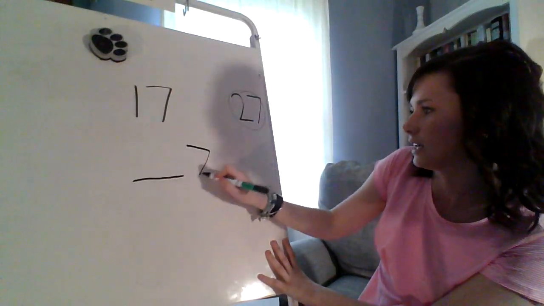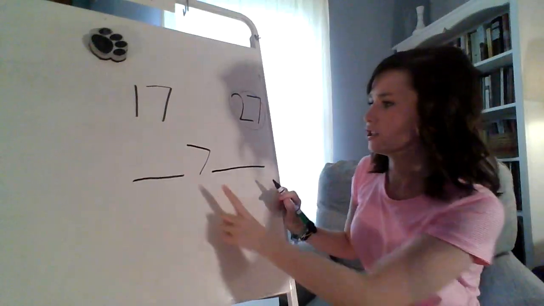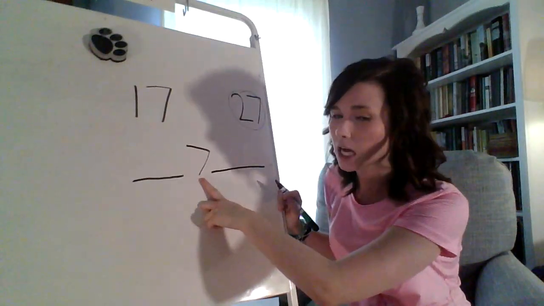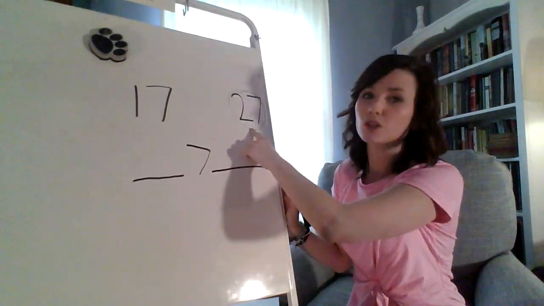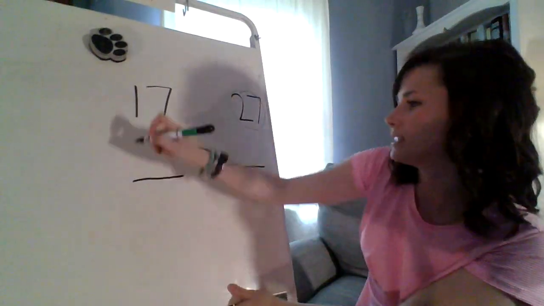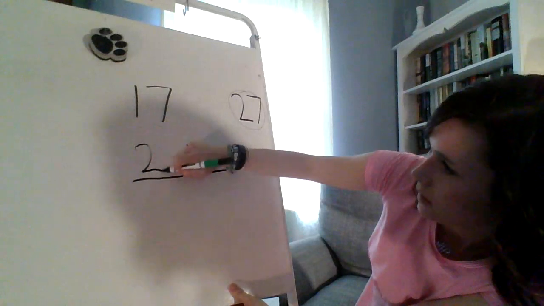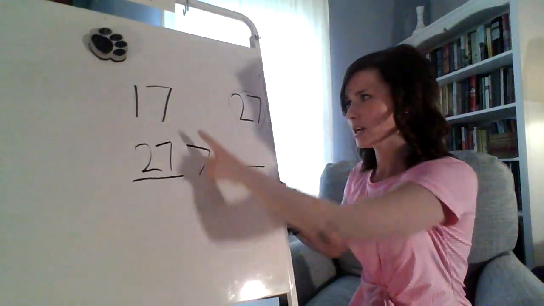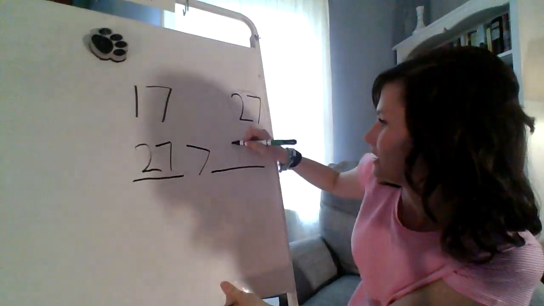Yours is next to it. I don't have room to write it next to. Chompy wants to eat the greater number. We just colored in the greater number is 27. So 27 will come first. And 27 is greater than what? 17.